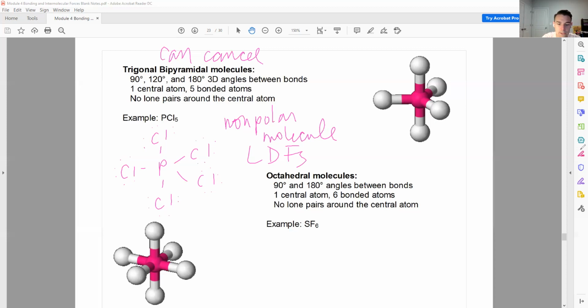The next one, octahedral: one central with 6 things bonded to it and no lone pairs. You can see it's basically 3 linear molecules put together, which means octahedral can cancel. Our example is sulfur hexafluoride, sulfur in the center, 1, 2, 3, 4, 5, 6 fluorines, of course, with their lone pairs.